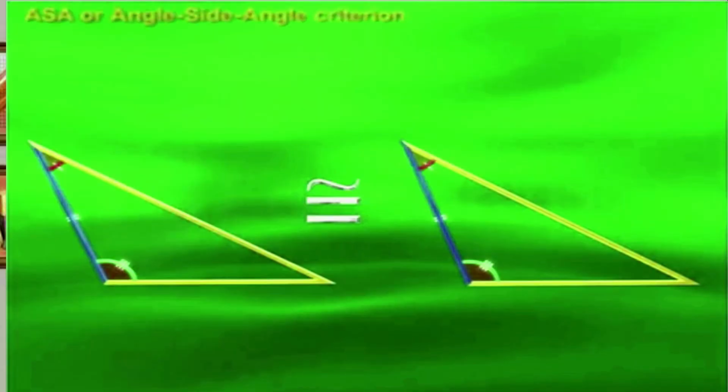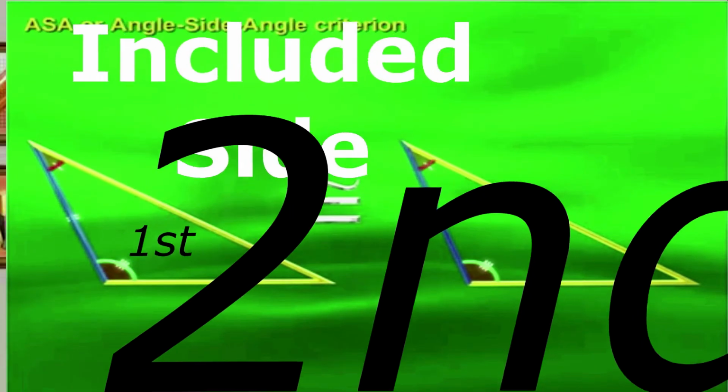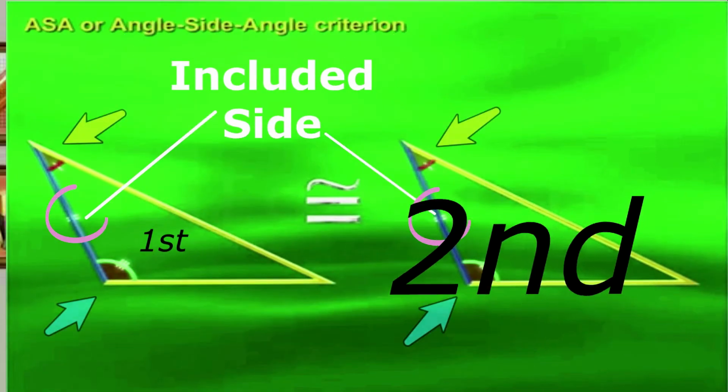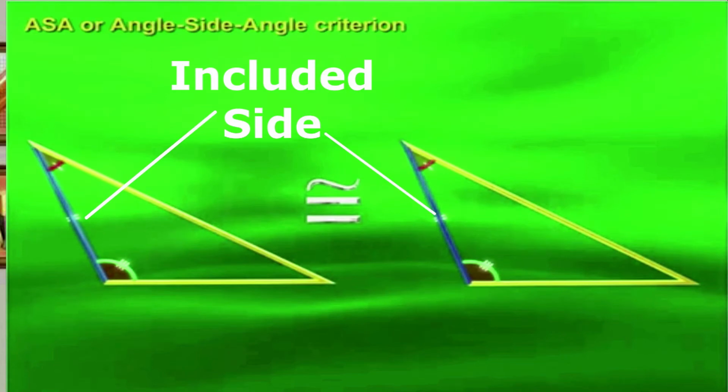And for the third criteria, we have angle side angle or ASA. For this criteria, if 2 angles and included side of the first triangle are equal to the corresponding angles and included side of the second triangle, then the two triangles are congruent.